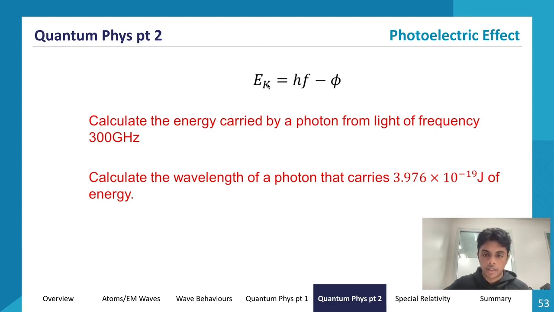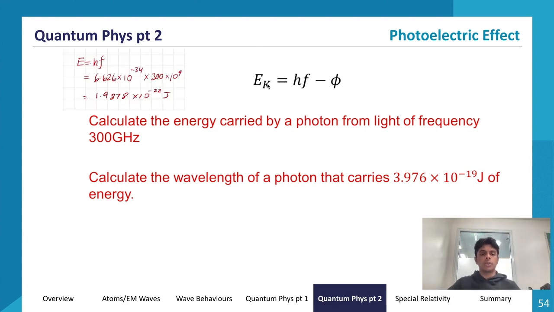So E equals hf. That's what we need to do. We know what h is. It's on the data sheet. 6.626 times 10 to the power of negative 34 times 300 times 10 to the power of 9, which is equal to 1.9878 times 10 to the power of negative 22 joules. So yeah, E equals hf. That's kind of what the packets of energy look like.